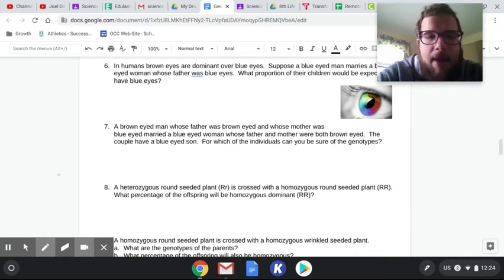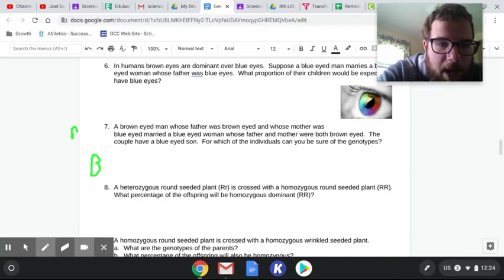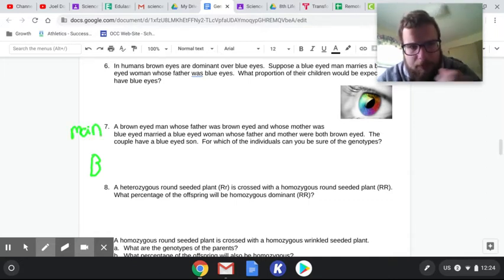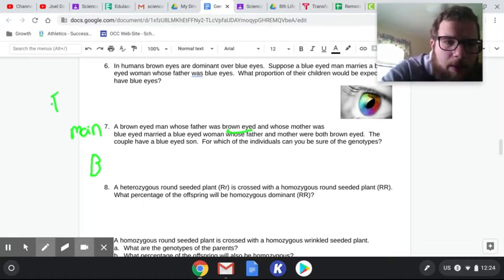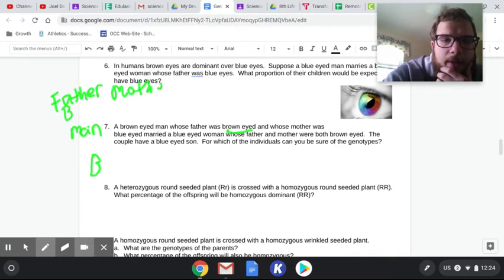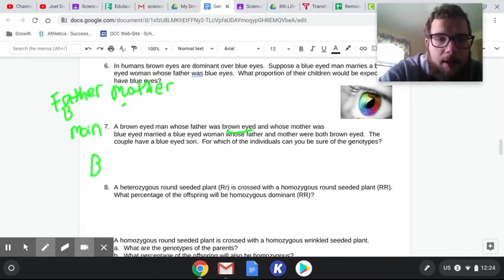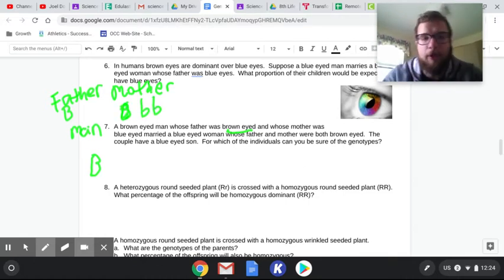We've got a brown-eyed man, so we know he's got at least one big B. I'm going to call him man. Okay, so man has at least one big B, we know. His father was brown-eyed, so we'll go up here, call him father. We know that father at least has one big B, and mother was blue-eyed. So mother, we know she was not big B, sorry. If she's blue-eyed, she's 2 little b's, okay?